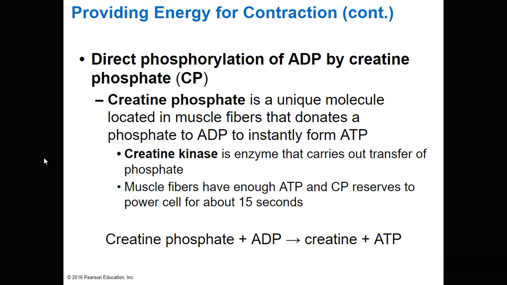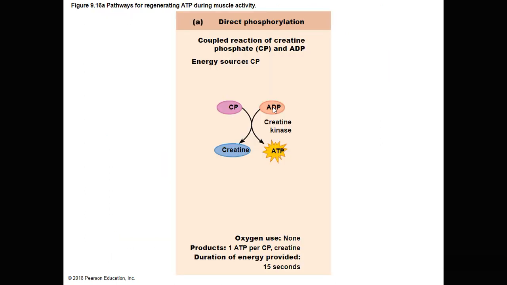It's just to use creatine phosphate, okay? It's a molecule located in the muscle fibers, and it's there just to donate a phosphate to ADP to form ATP. So again, this is going to be a fast way to generate more ATP. This is showing you creatine phosphate, and this is showing you ADP. Creatine kinase is the enzyme that catalyzes the transfer of a phosphate from creatine phosphate to ADP, forming ATP and resulting in creatine.